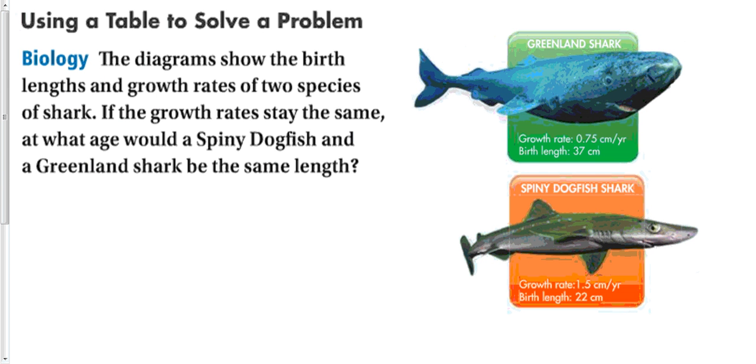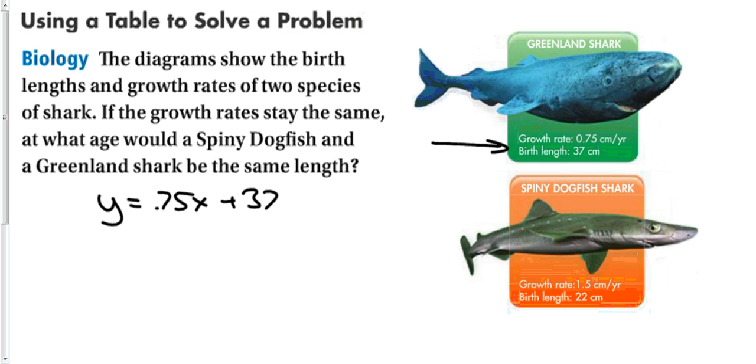Let's take a look at using a table. Okay. So in this problem, the diagrams on the right show the birth lengths and growth rates of 2 species of shark. If the growth rate stays the same, at what age would a spiny dogfish and a Greenland shark be the same length? So let's set up an equation first for this one. We have that information right there, that the growth rate is 0.75 centimeters a year and the length is 37. So let's set up an equation that says y is going to be equal to 0.75 times x plus 37.